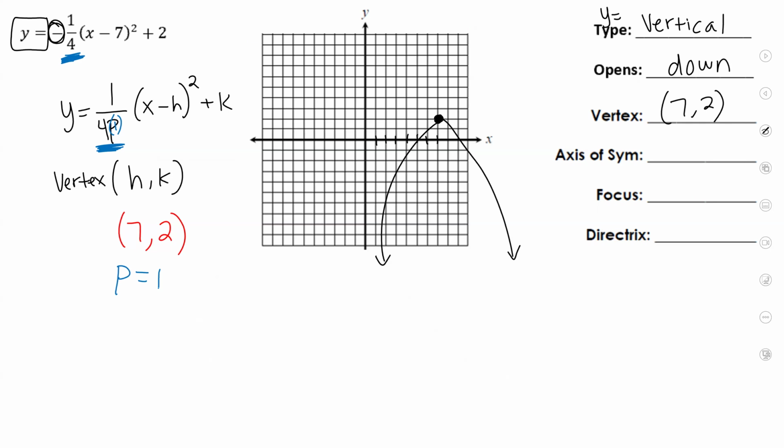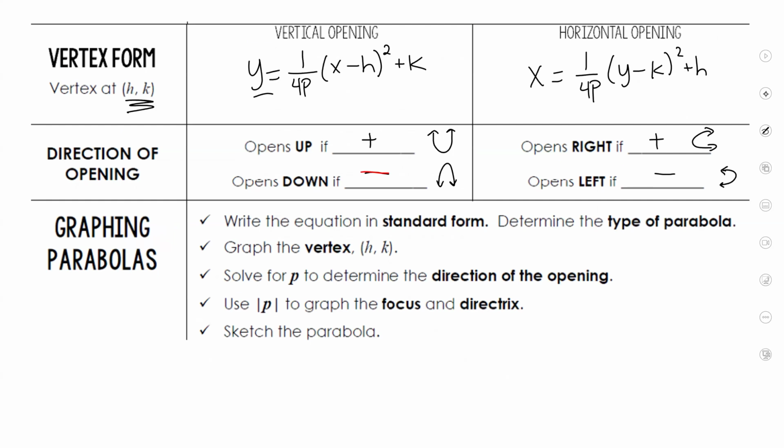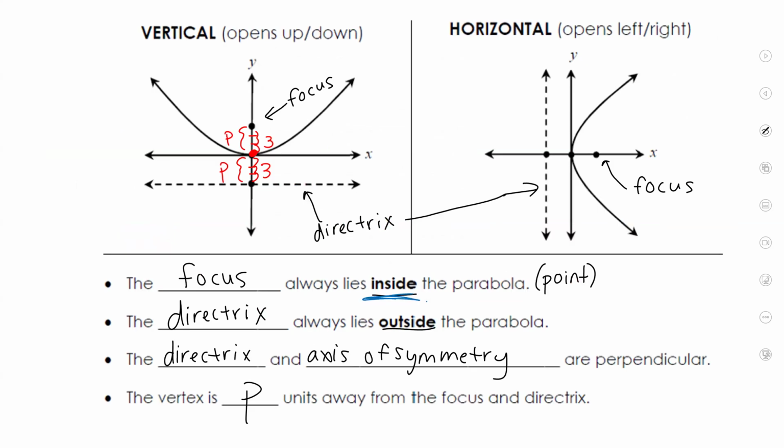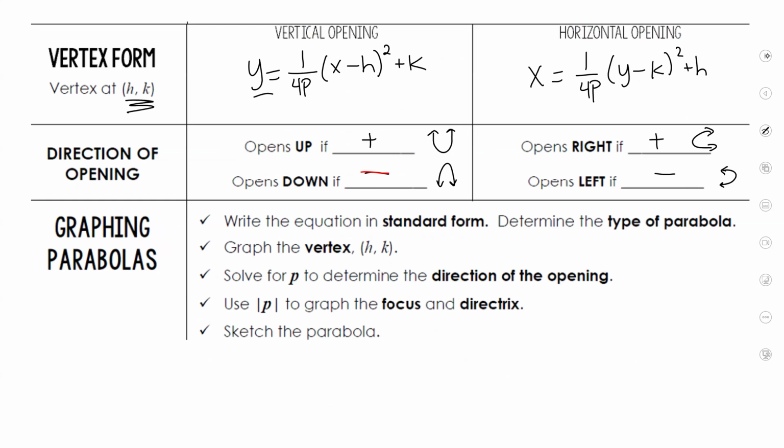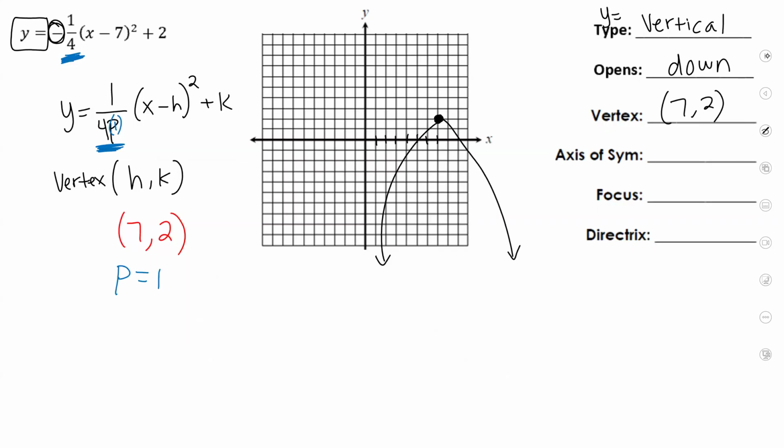Now let's go back to the notes. Remember, a focus is inside of the parabola. So that means if it's inside of the parabola, it has to be right here. And it's going to be 1 space away because my p-value is 1. Outside of the parabola is the directrix. And that also has to be one space away because my p-value is 1. So the location of my focus is at (7, 1), and the directrix is at the y value 3. It crosses the y-axis at 3.